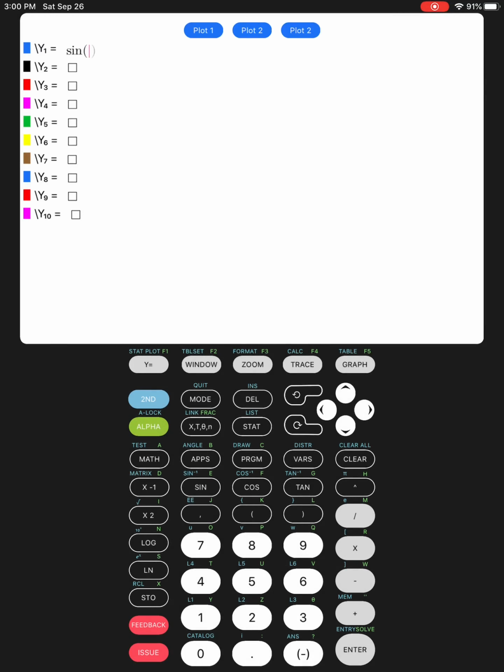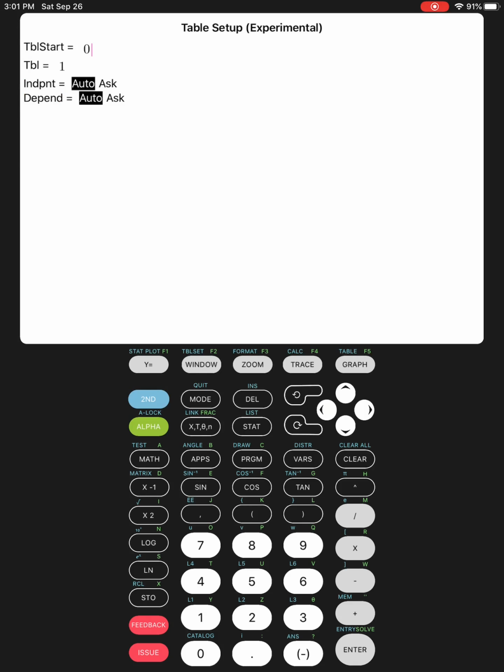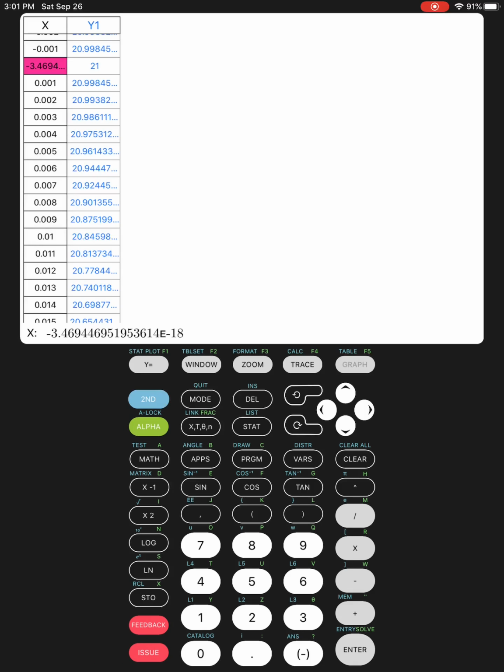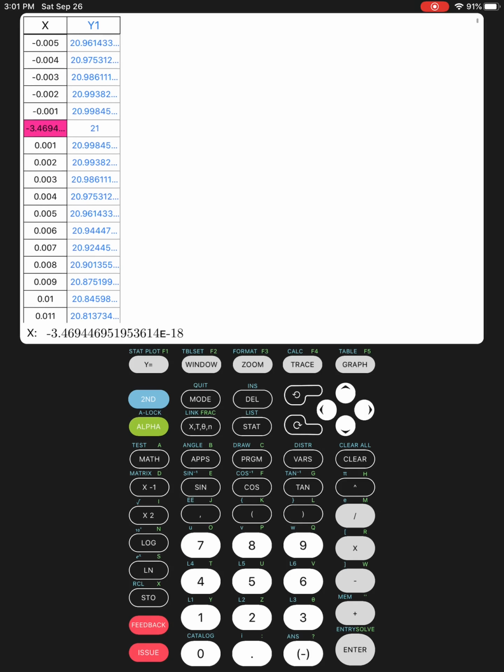We want to go to y. We want sine of 21x divided by x. We want to check our table set. We want it to start at 0, because that's the number we're trying to limit to, and we want this to be pretty small. We go to the table, and in this case we've made things small enough that it's gotten confused and plugged in something really close to 0, and rounded it off for us.